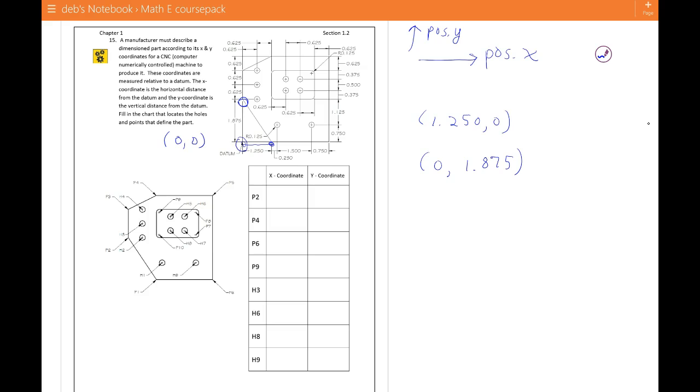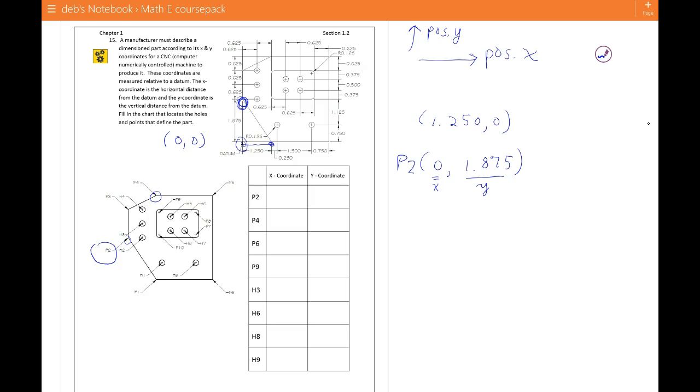So the first one it asks you about is P2. And notice that P2 is shown on this drawing, but it's this corner right here. So it's this corner right here that I just pointed out. So this is P2, and the x coordinate is 0, and the y coordinate is 1.875. So then let's look for P4.